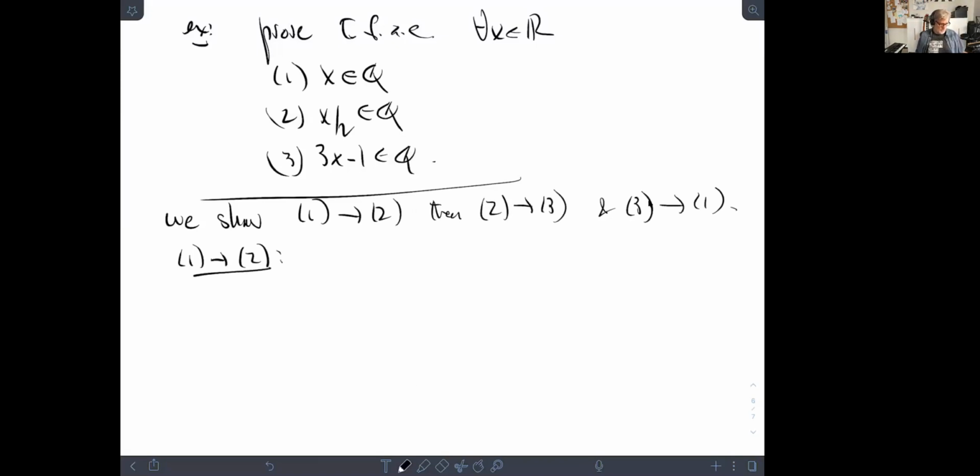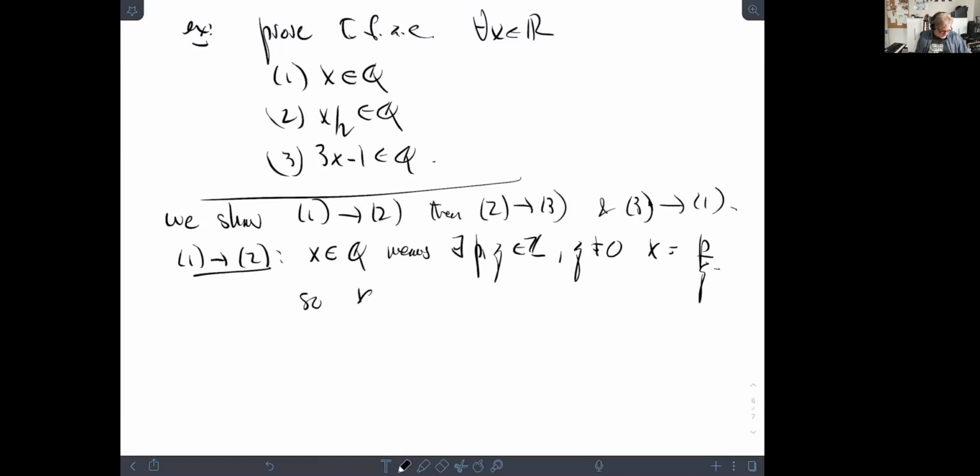If x is rational, then x over 2 is rational. So again, what does it mean? I assume x is rational. That means there exist integers p and q, q not 0, and x is equal to p over q. So x over 2 is equal to p over 2q. So that's an integer divided by an integer, which is not 0. So that's it, right? This is clearly rational. Okay, 2 implies 3. They're all easy.